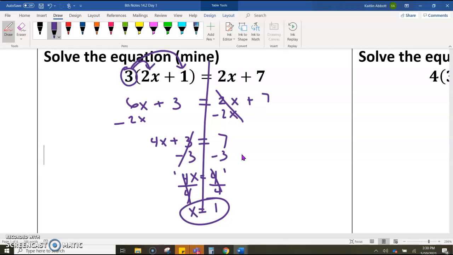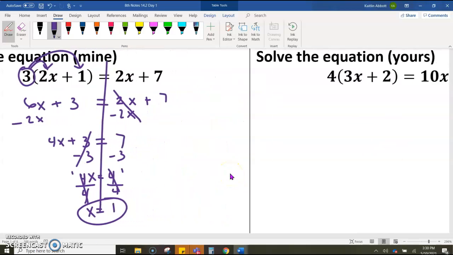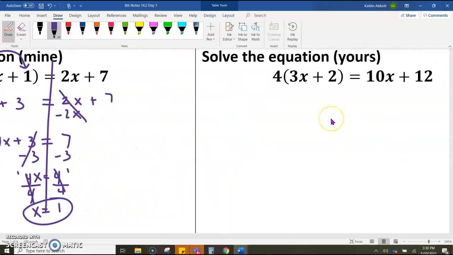Final answer. Take this time to solve this one on your own on Nearpod. So check back in a minute when you are done. Pause here.